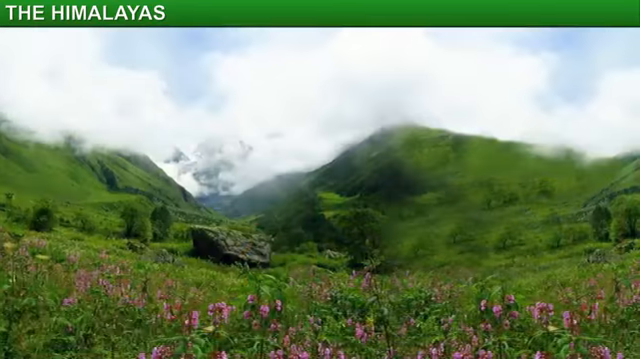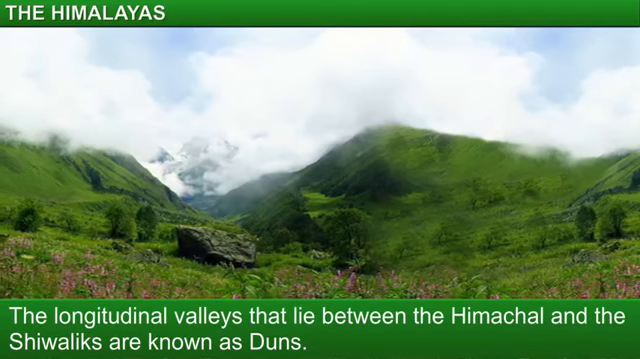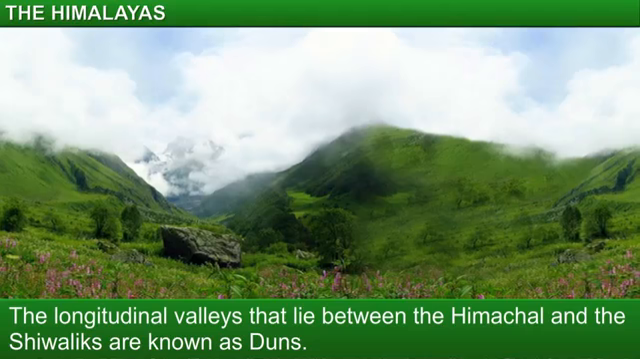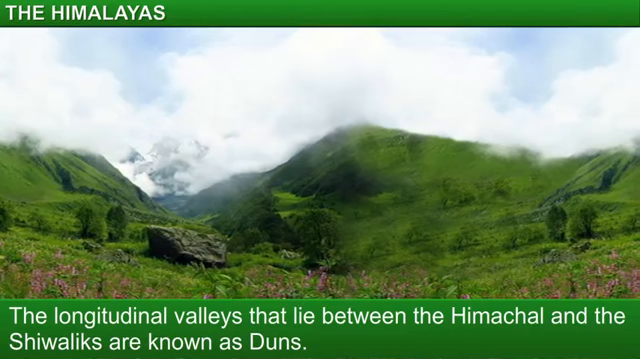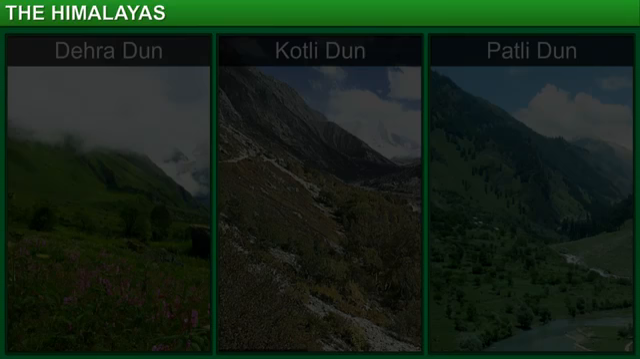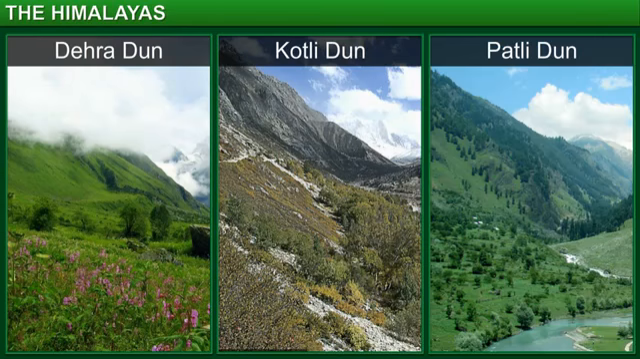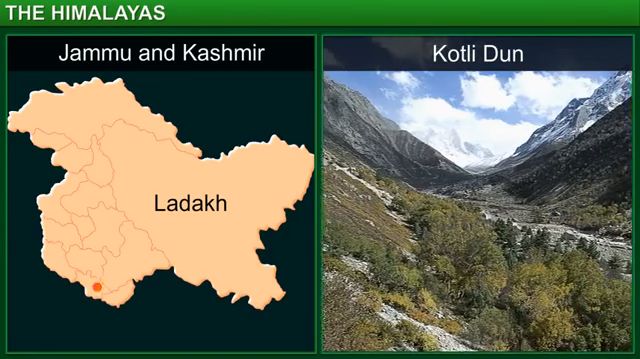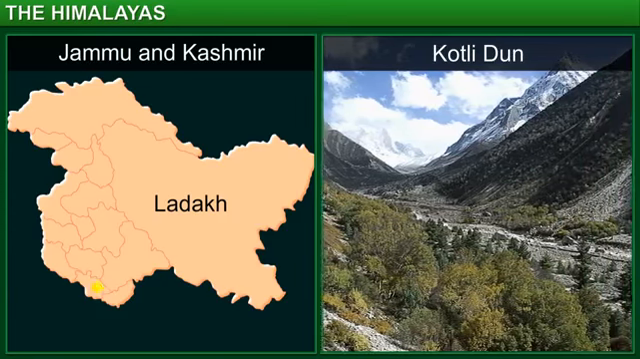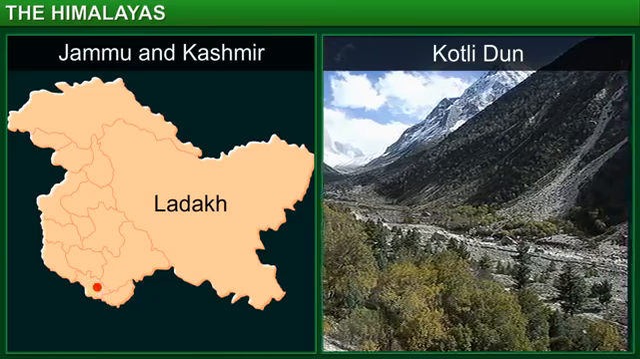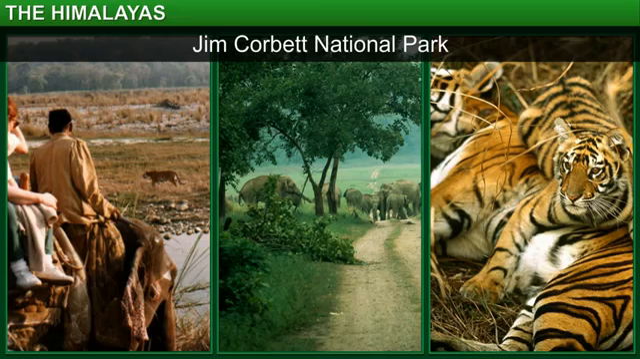The longitudinal valleys that lie between the Himachal and the Shivaliks are known as dunes. That's how the most famous valleys, including Dehradun, Kotli Dun and Patli Dun, got their names. Kotli Dun is located in the Jammu region and is known for its scenic beauty. And you must have all heard about the Jim Corbett National Park. This park is located in the Patli Dun region.